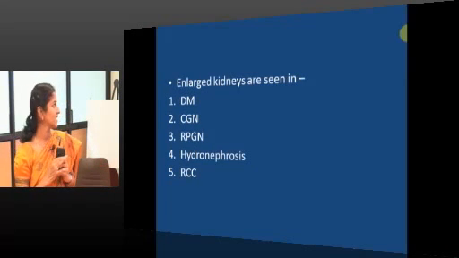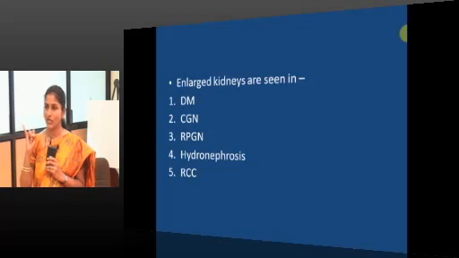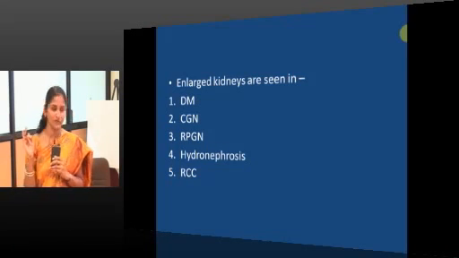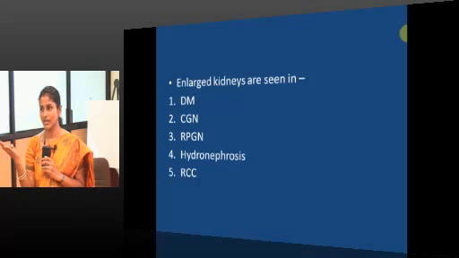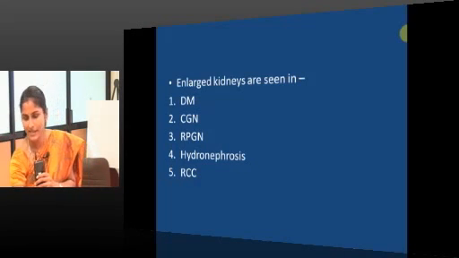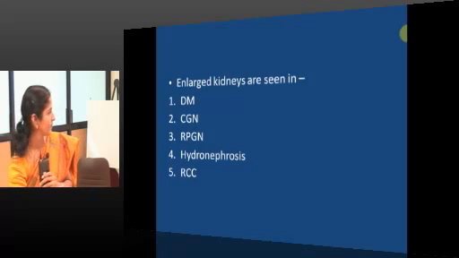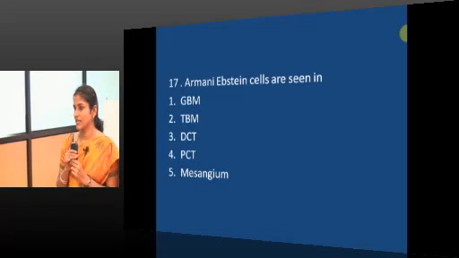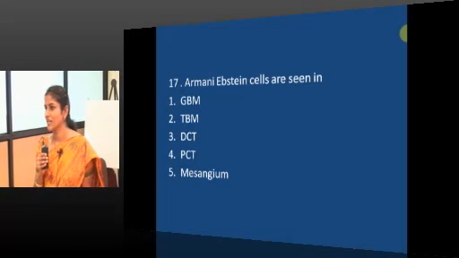So, enlarged kidneys are seen in diabetes mellitus? Yes. Chronic glomerulonephritis? No. RPGN? Yes. Hydronephrosis? Yes. RCC? Yes. Polycystic kidney disease? Yes. Armanni-Ebstein cells are seen in which pathology? Armanni-Ebstein cells?